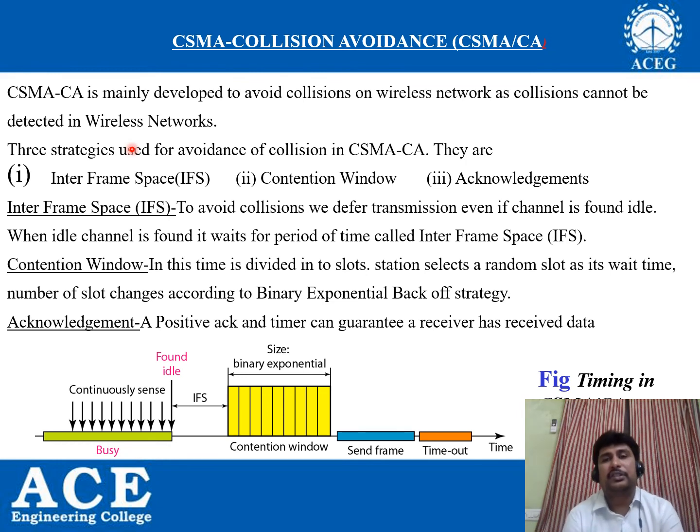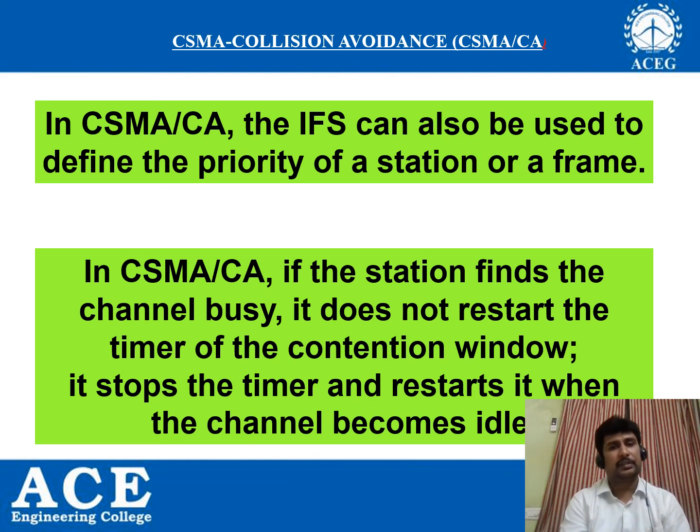So far we discussed what we mean by multiple access, where more than one device tries to transmit on the channel. So to avoid collisions in wireless networks, we use carrier sense multiple access with collision avoidance, which uses three strategies: IFS, contention window, and acknowledgements. In carrier sense multiple access with collision avoidance, the interframe space, where even though the channel is idle we wait for a certain time, can be used to define the priority of a station or a frame.